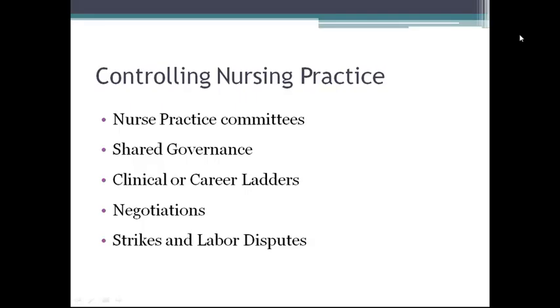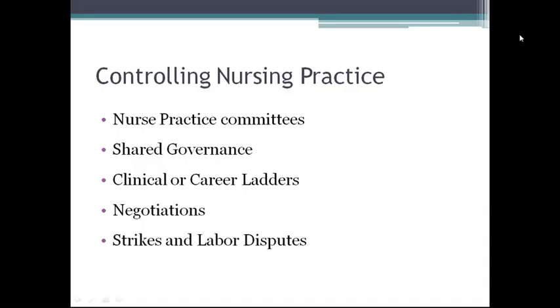Nurse practice committees are a means of communicating concerns to administration. Numerous opportunities at healthcare facilities for you to be able to do this as a nurse. A couple examples are a professional practice council, an education committee, things like that. Shared governance are activities that address nurse participation with control of nursing practice. Clinical or career ladders recognize long-term career nurses who remain clinically oriented and continue to further their education.